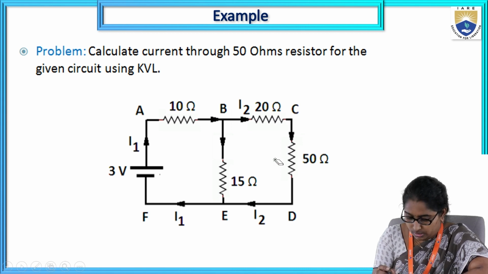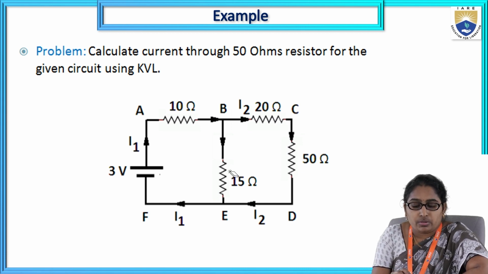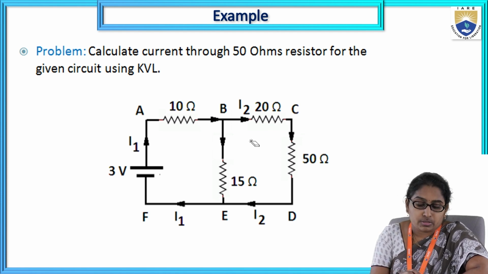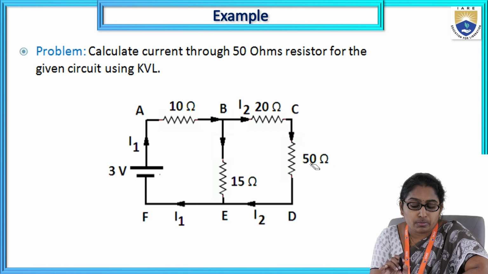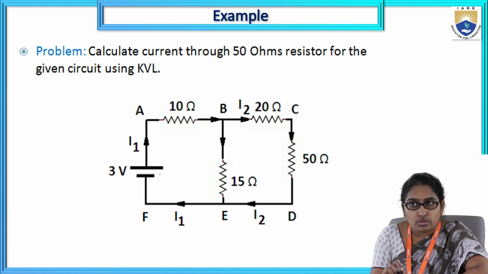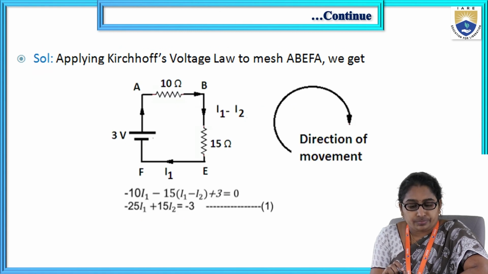Okay, so this is the circuit. Initially the current directions are not there. There is only the 3 volt battery, 10 ohms, 15 ohms, 20 ohms, and 50 ohms. All parameters are given. Then how to apply it? We know the steps we have already seen: mark the current directions based on KCL, then mark the polarities of voltage drops, then apply KVL to write the equations.